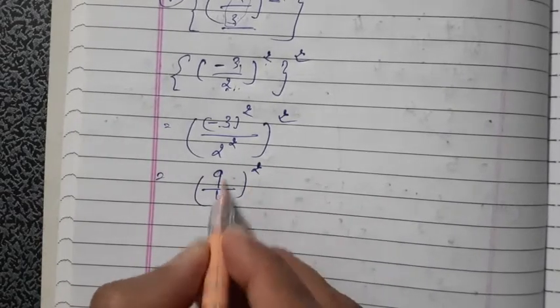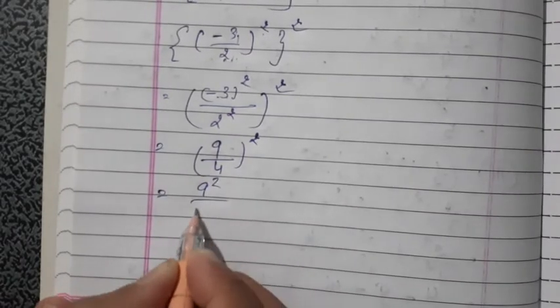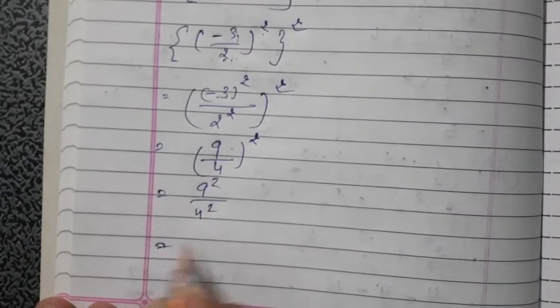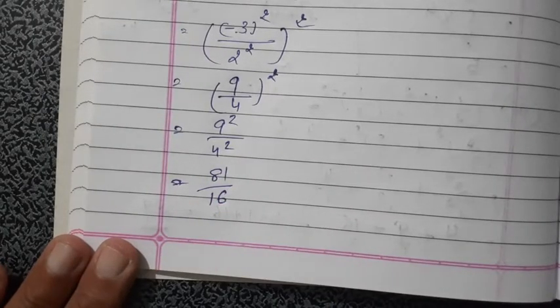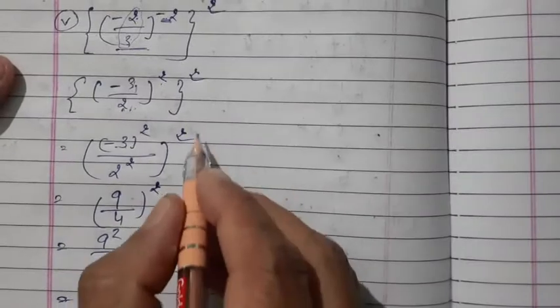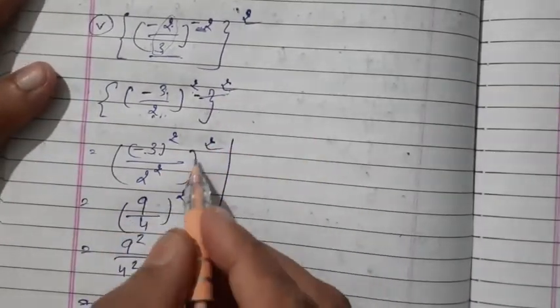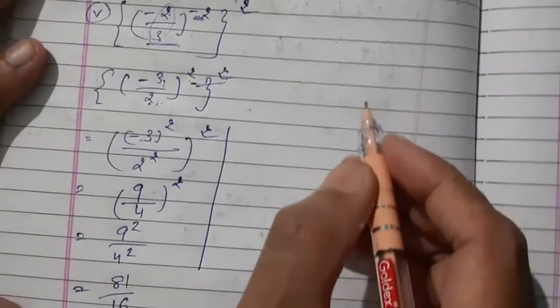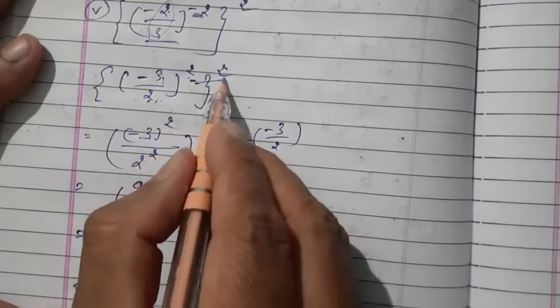Now again 2 is the power of both. Okay. So what to do? 9 squared over 4 squared: 9 squared is 81 divided by 16. Okay. Look here. Here it is a power of a power. If you directly multiply the powers and find the answer, that is also possible. What to do? Minus 3 upon 2, and here power of power means multiplication of both.